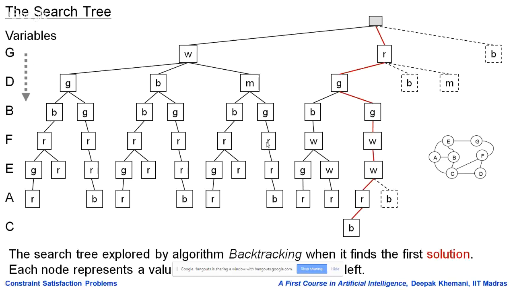So essentially, backtracking does depth first search on such a tree, and you can see that somewhere on the right hand side there is a solution which is shown here, which shows that D should get red, D should get green, B should get green, and so on and so forth. The path in red is the solution, and that is when the algorithm will terminate.